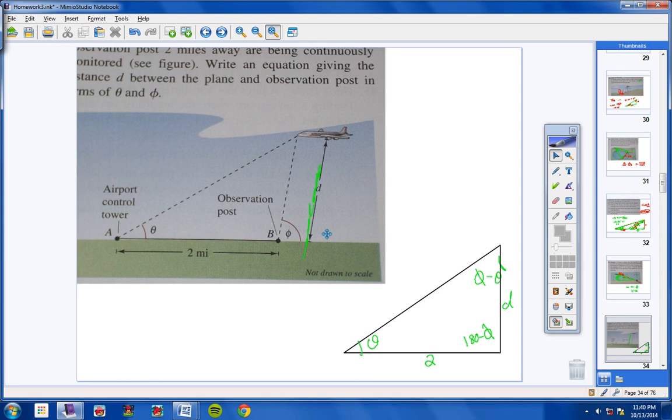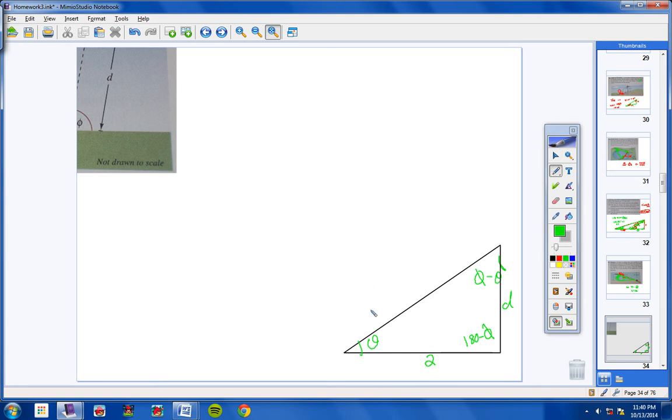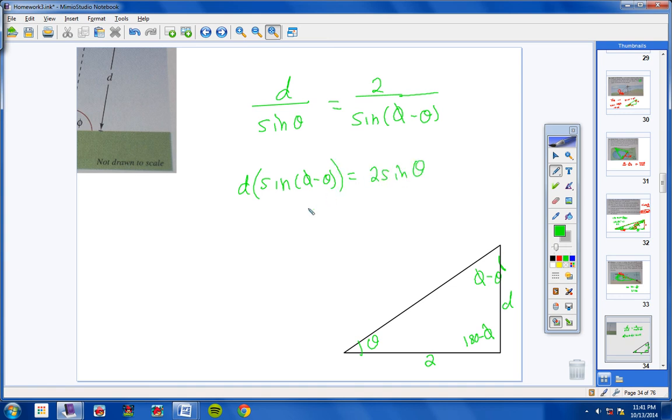They want us to write an equation given the distance d. We can do this. Look, we have pairs all over the place. Law of sines. This side here, d, is across from theta. So we have d over sine of theta equals, I've got a 2 right here. Look at that. So 2 over the sine of this other angle right here. Now cross multiply. So d times sine of this whole angle right here. And now divide both sides by this, and we're done.